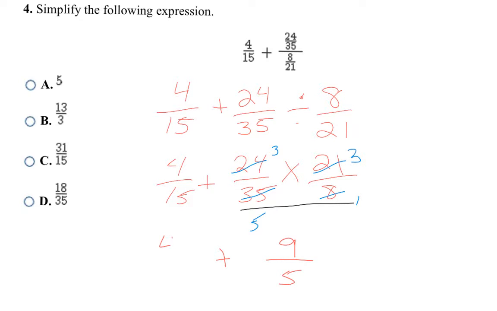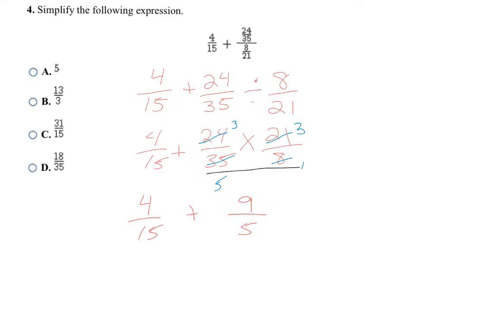So then I still have to add this first fraction to that. So I notice that the denominators are different. So I'm going to have to find a common denominator. 5, if I multiply that by 3, will give me 15. So I'm going to go ahead and multiply the top and the bottom of this fraction both by 3 so that I can have a common denominator.